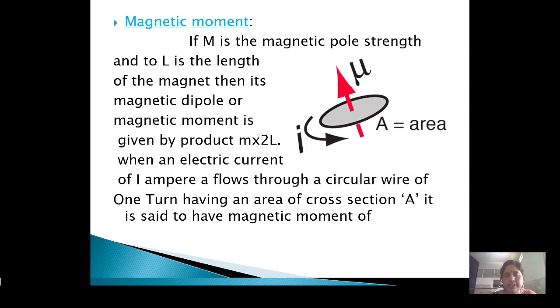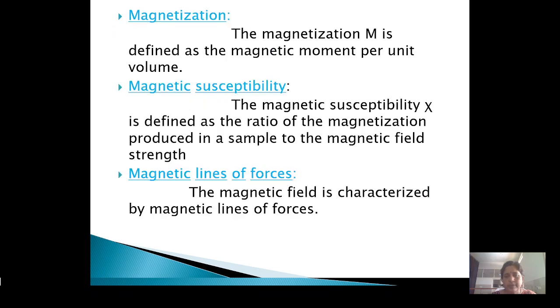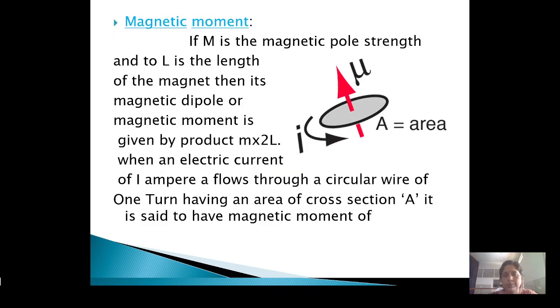When an electric current of I amperes flows through a circular wire of one turn having an area of cross section A, it is said to have a magnetic moment mu equal to I into A. Magnetic moment is I into A.